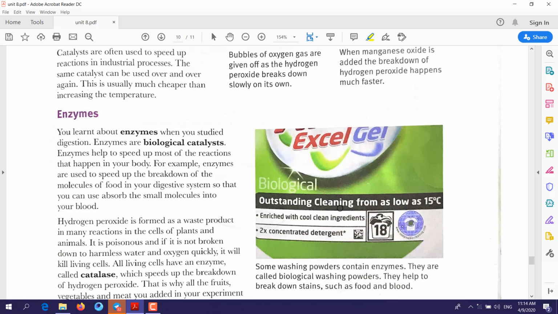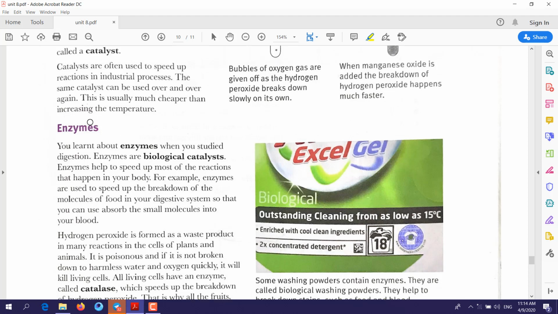Tide, soap, bleach, these are examples of what? These are examples of catalysts. So what they will do, they will speed up the reaction. What is the reaction here? It's removing the oil from the clothes.